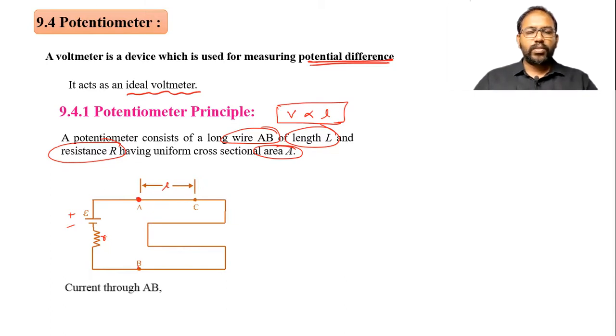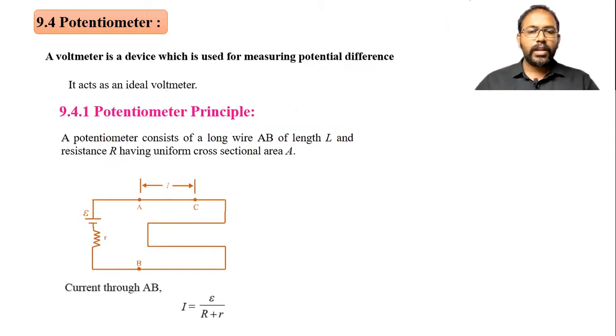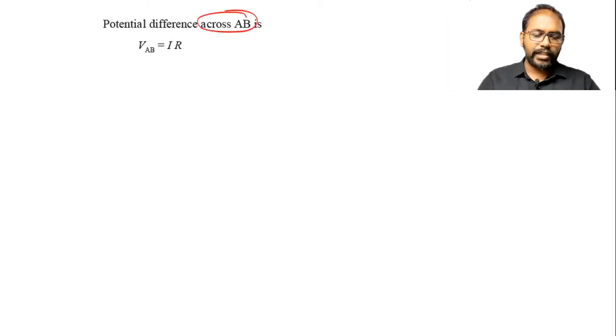Now the current flowing through this wire AB. By Ohm's law applied to the complete circuit, we can write current I is equal to E upon R plus R. You can see this formula. So this is the current flowing through the wire AB. Now after that, the potential difference across AB. By Ohm's law, V is equal to IR. So the potential difference we are considering across AB, V subscript AB, I write here as IR. Now I we can write by using this formula E upon R plus R, and this capital R as it is in this formula.